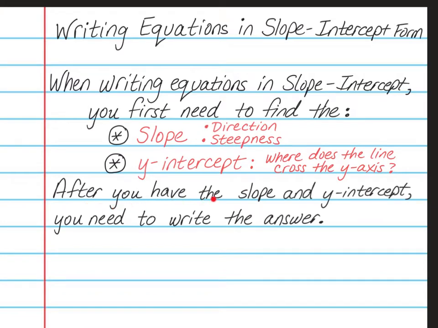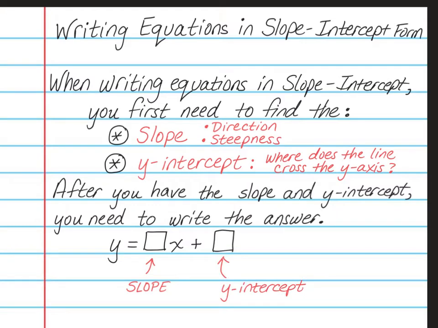So after you have those two bits of information, the slope and the y-intercept, you then need to write the answer. So the answer is going to be y equals, and then whatever the slope is goes in this box. Don't forget your x, plus whatever the y-intercept is goes in that box. Remember, the slope goes with the x, and the y-intercept gets either added or subtracted onto the end, depending on if it's positive or negative.